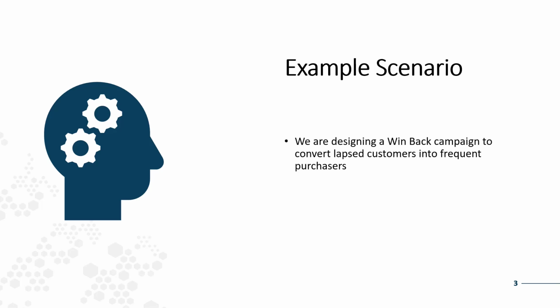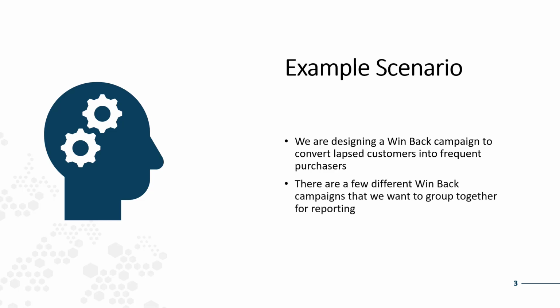So we've got an example scenario just to show you how you might want to implement these different variables. We're designing a win-back campaign to convert lapsed customers into frequent purchasers. There are a few different win-back campaigns that we want to group together for reporting, so we'll probably want to use a global variable in that scenario. We also want to limit the amount of communication sent to individuals to 5, because we don't want to annoy these customers and have them be upset with the brand.